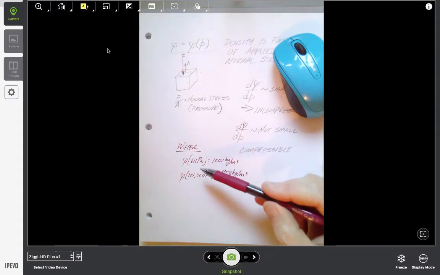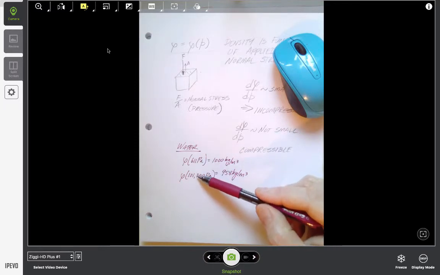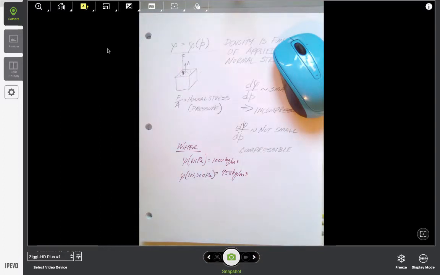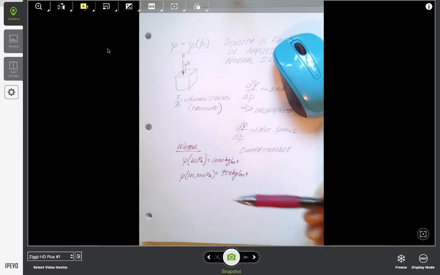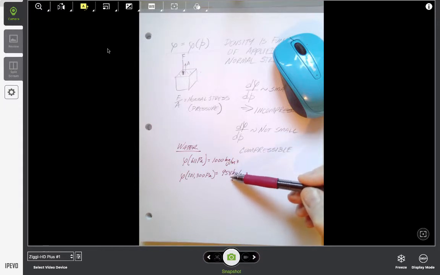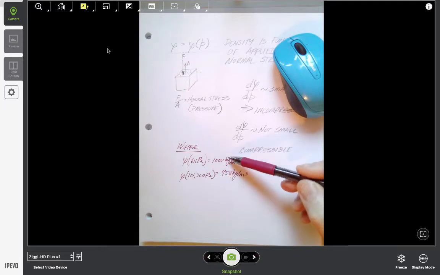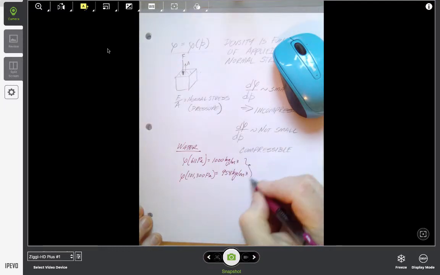And the ratio between 101,000 and 611 is about 150. So a 150-fold increase in pressure on the water causes less than a 0.2% change in density. So we would say this is incompressible.